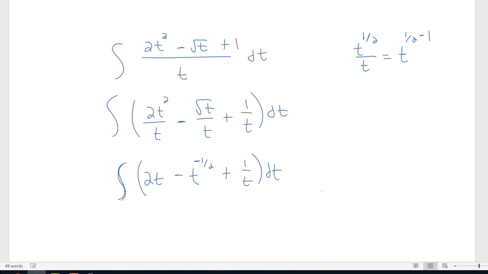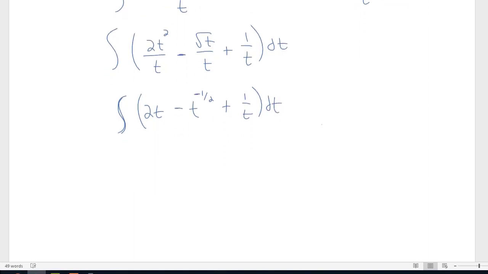So I'm going to find the antiderivative of 2t. I'm going to pull the 2 out. And then the antiderivative of t is t squared over 2. And then when I take the antiderivative of t to the negative 1/2, I'm going to add 1 to the power and then divide by the new power. 1 minus 1/2 is positive 1/2. So I'm going to divide by that power. And then 1 over t is the ln of t as an antiderivative, big constant of integration.